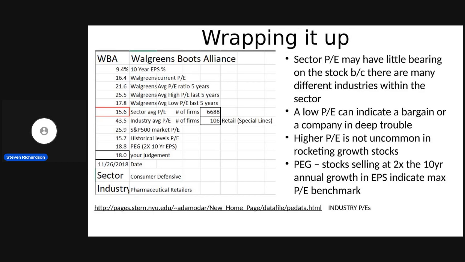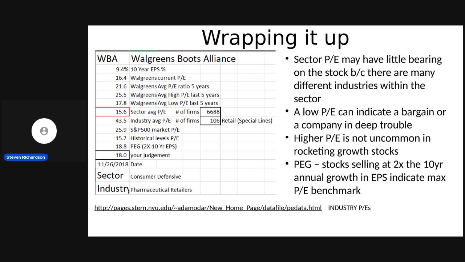Okay, wrapping it up. So you can see here my little spreadsheet that I keep. I look at the 10-year earnings per share because that's going to help me with the PEG, right? And Walgreens current, Walgreens average 5-year, Walgreens average high, average low. And then I start looking at the sector, which is consumer defensive. And overall, that sector is 15.6, and there are 6,688 constituents in that sector.